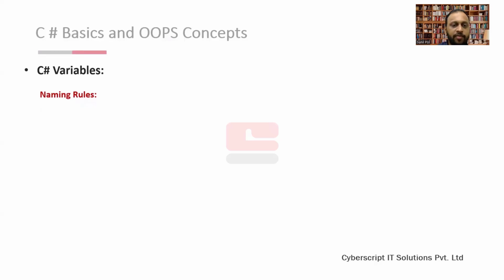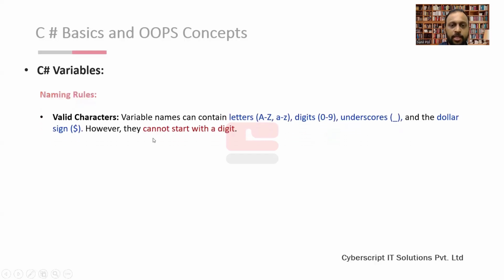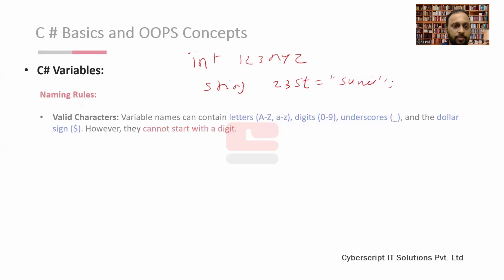Naming rules. Whenever we declare variables in our code, we need to follow some naming rules. Valid characters: variable names can contain letters, digits, underscores, and the dollar sign. However, they cannot start with a digit. So in C#, this is not allowed: 123xyz, or string 235t is equal to Sunil. This is not allowed in C#.